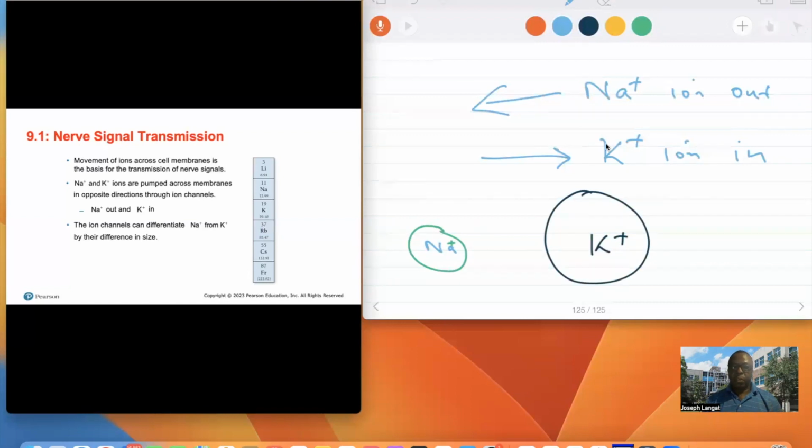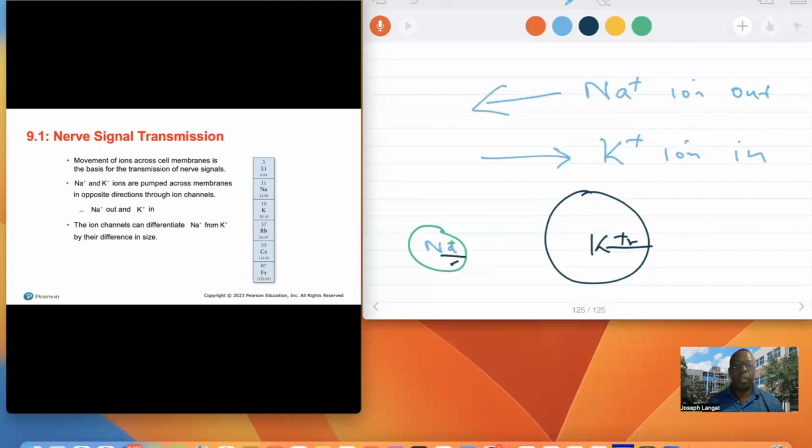This is the subject of Chapter 9. There is a pattern where, even though potassium and sodium are in the same group, remember group 1 on the periodic table, sodium and potassium do not have the same size. As you go down the group, you see that the radius, or the size of the ions, increases. This is the radius, this is the radius, the size keeps on increasing.